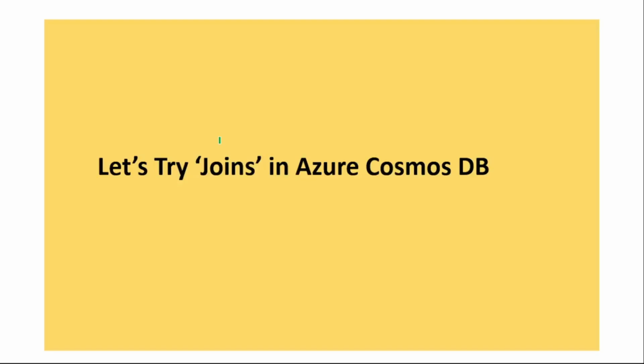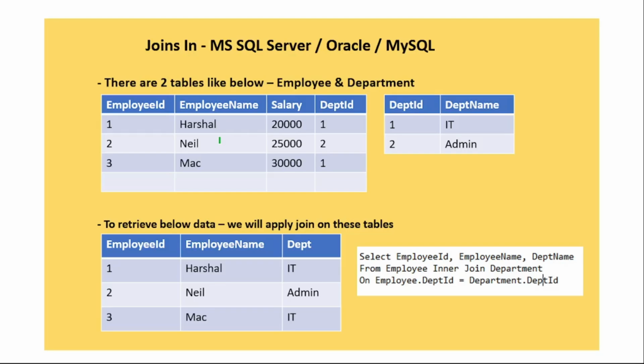Hello guys, in this video let's understand and try joins in Azure Cosmos database. Now before that, let's try to understand how joins work in MS SQL Server or Oracle, that is relational databases. So imagine we have two tables, that is employee and department, and these are the columns in these tables.